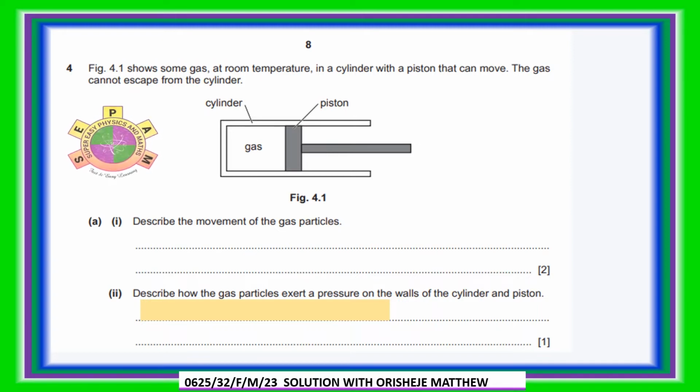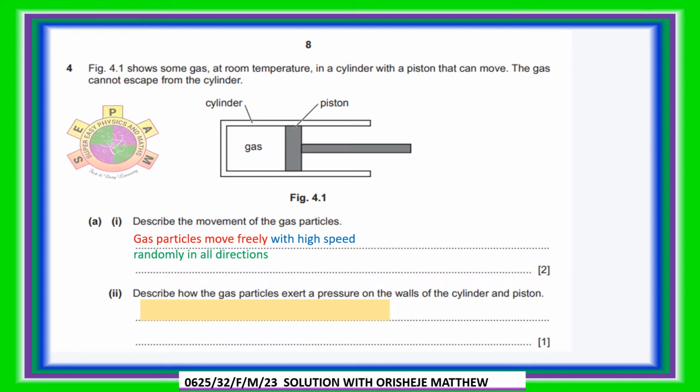All right. With that demonstration, say we show some gas at room temperature in a cylinder with a piston that can move. The gas cannot escape from the cylinder, like in the animation I just showed to you. Describe the movement of the gas particles. So what did you see? The gas particles move freely with high speed randomly in all directions. For saying that the particles move freely, you have one mark. Then to show that they move randomly, you have the second mark.